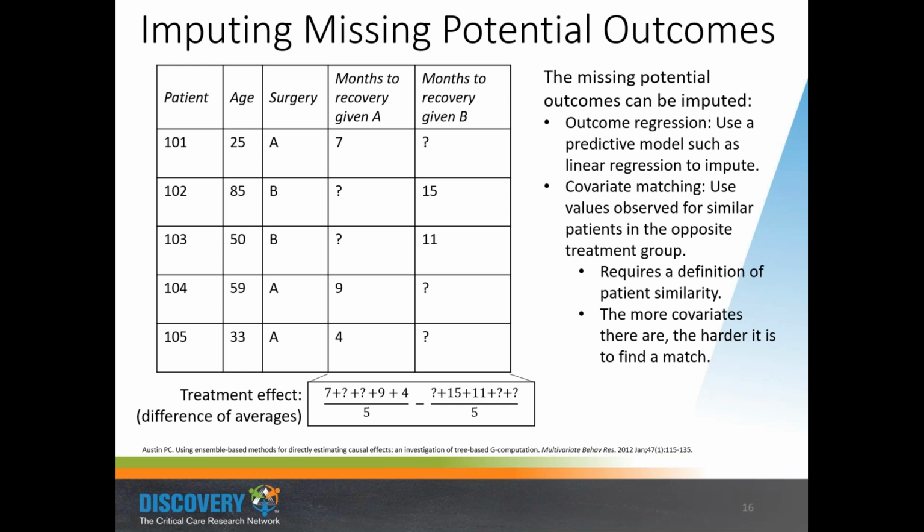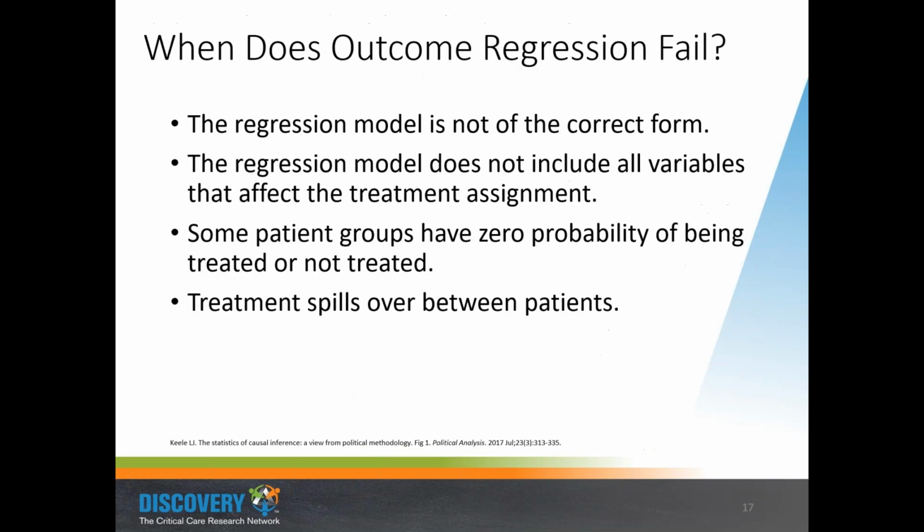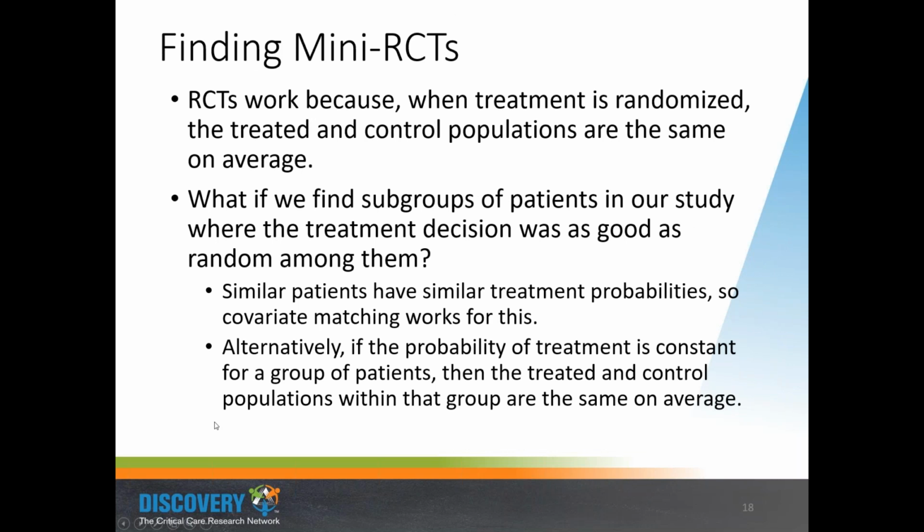And the more covariates you have, the harder and harder it is to find exact matches. So those are one broad way of thinking about this, as imputing those missing outcomes, either using a prediction model or by using covariate matching. Okay, so when does this fail?